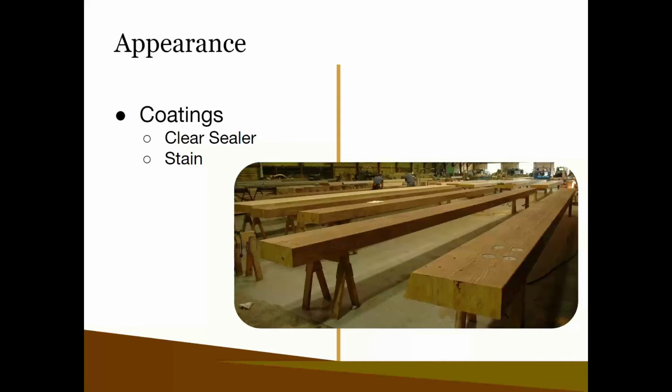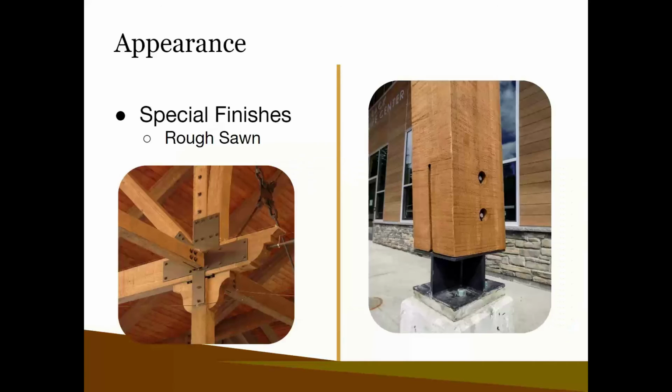Another thing you're going to want to keep in mind when you're specifying for your appearance is if you want it to come sealed or stained. Each manufacturer has their own standard colors available and their own standard sealers. Another option, which is super fun, is a rough-on finish.